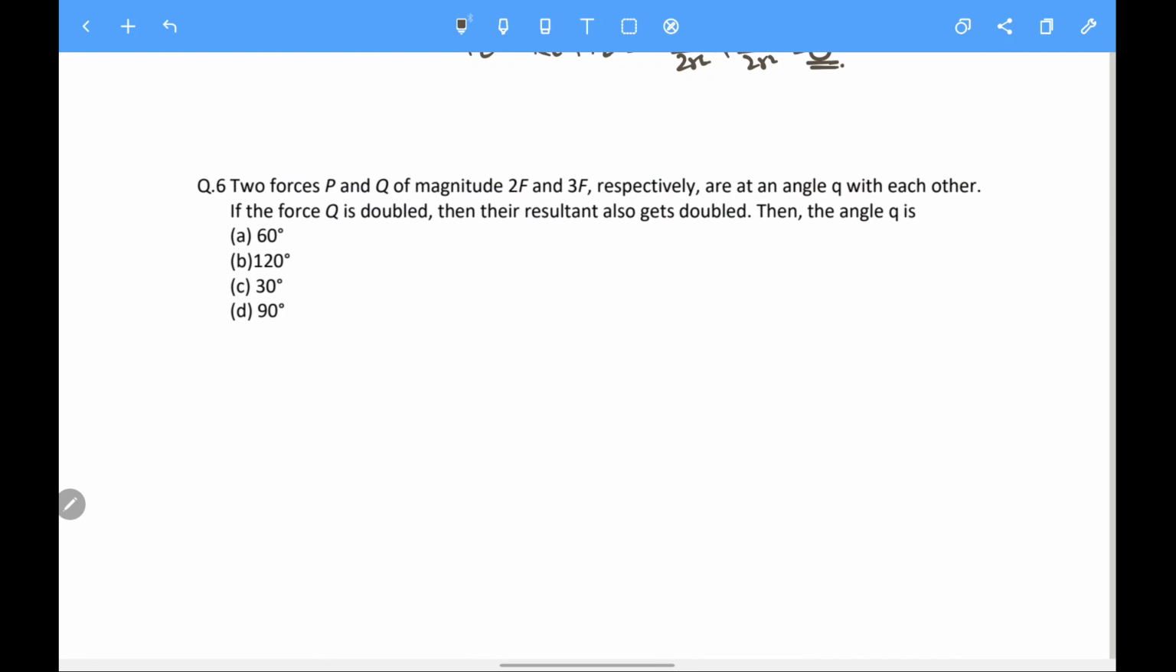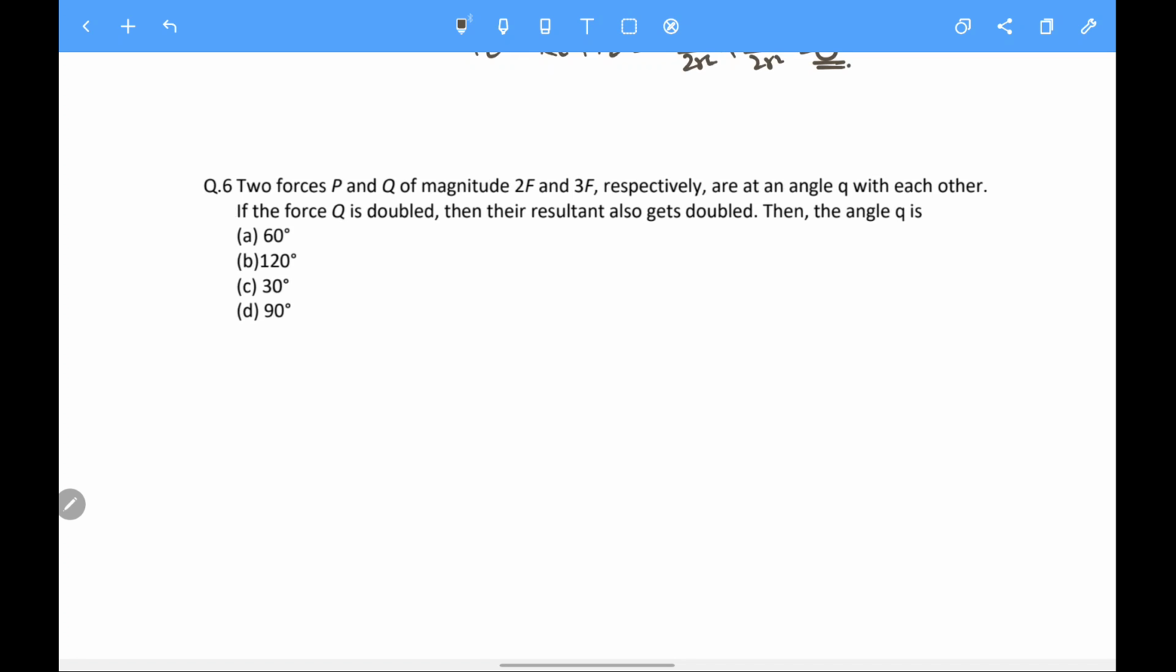Next, question number 6. Two forces P and Q of magnitude 2F and 3F respectively are at an angle of theta with each other. If force Q is doubled, their resultant is also doubled. Find the angle theta. So using the equation for the sum of two vectors, the magnitude of the resultant vector R equals root of P square plus Q square plus 2PQ cos theta.